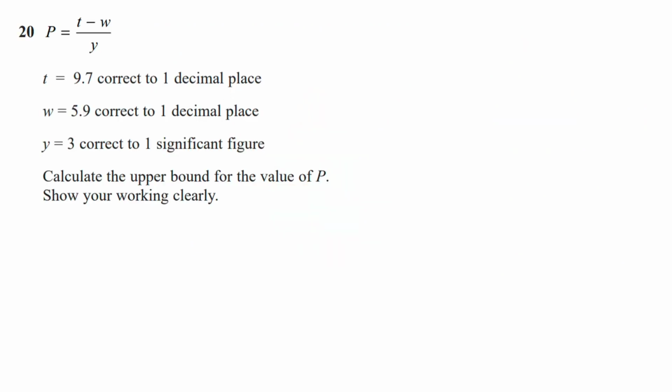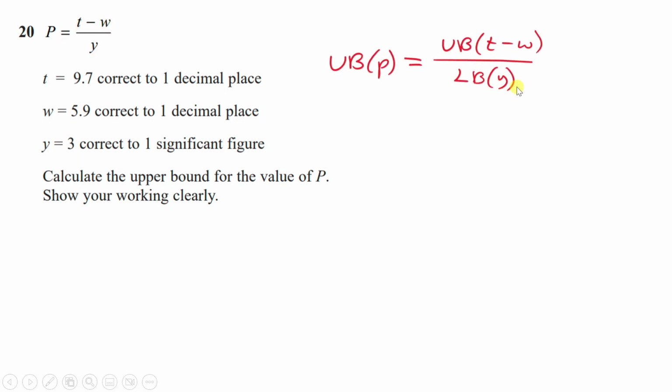So let's move on to 20. Now P equals T minus W over Y. T is 9.7 correct to one decimal place, and same for the rest. Here they want us to find the upper bound for P. Now to find the upper bound, guys, all that means is that you want to maximize the top of a fraction and minimize the bottom. So upper bound for the top over lower bound for the bottom. The reason we do that is because you want to find the greatest ratio, the greatest divide.